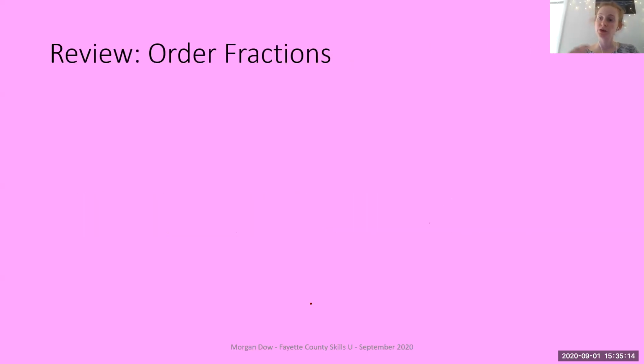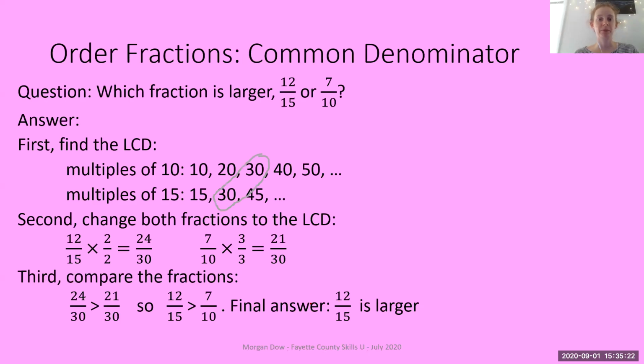First, let's do some review about ordering fractions. So reviewing what we just talked about in that warm-up problem. One way that you can order fractions is to find a common denominator. So let's say we have the question, which fraction is larger, 12/15 or 7/10? That's a very similar question to the one we just answered in the warm-up. So how would we answer that question?